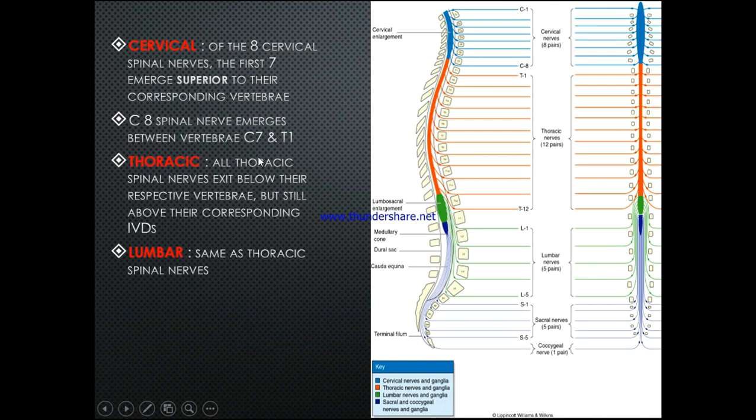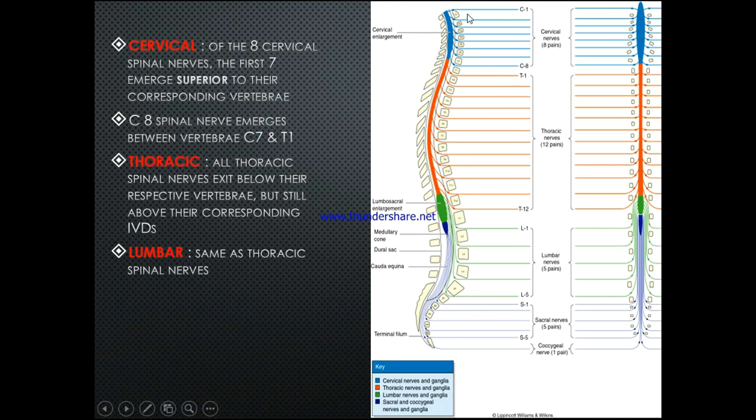We also have a thoracic region, and all of the thoracic spinal nerves exit below their respective vertebra, but still above their corresponding intervertebral discs. And then the lumbar region is the same as the thoracic. So it's only the cervical region that we have this difference of the emergence of the nerves. So please just pay note.